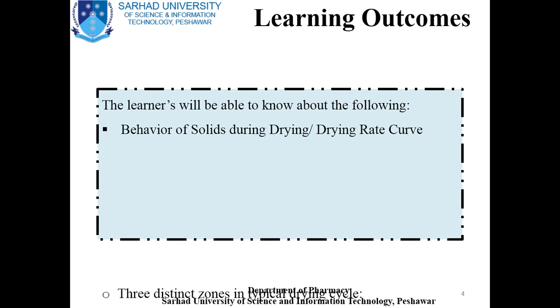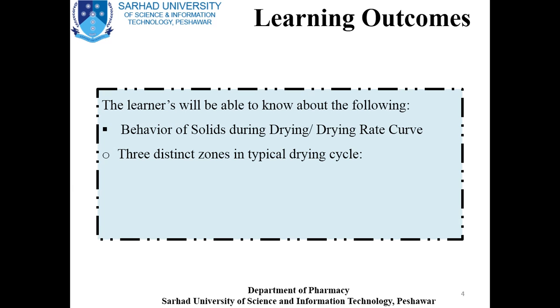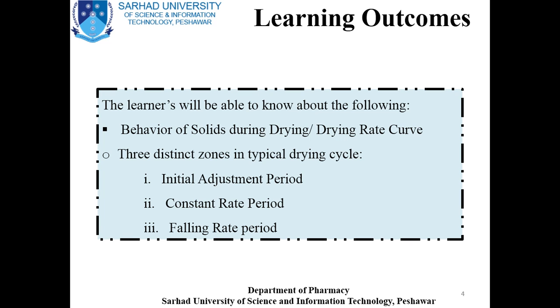Dear students, after the completion of this lecture, you will be able to learn about the behavior of solid material during drying, the drying cycle, or the typical cycle of drying, having three distinct zones. The first one is the initial adjustment period. The second phase is the constant rate period, and the third one is the falling rate period. These are the three distinct zones in the typical drying cycle or the behavior of solid material during drying.